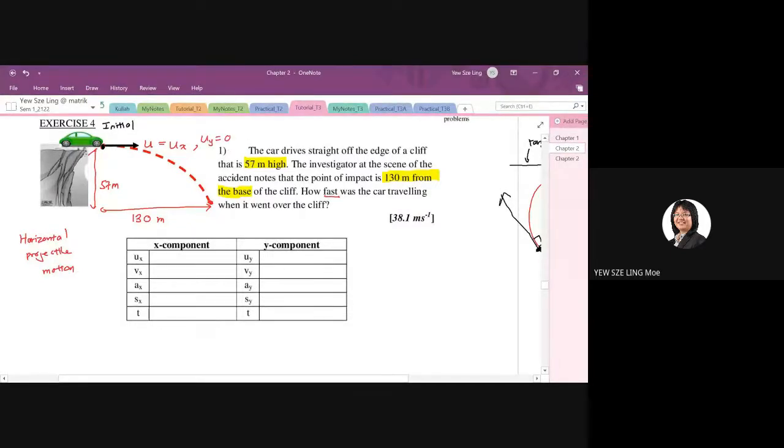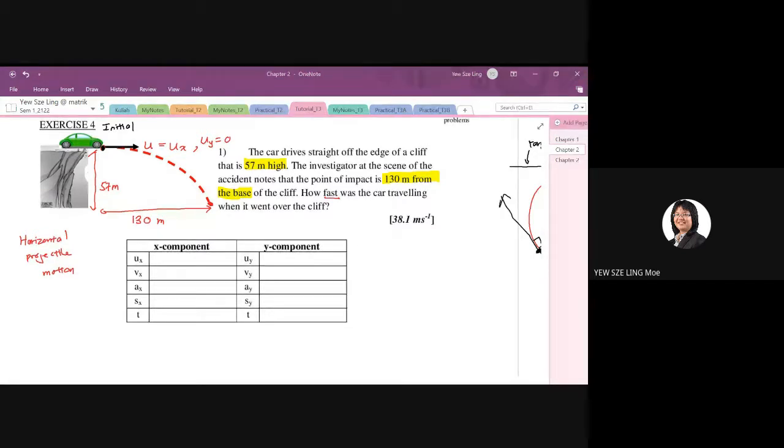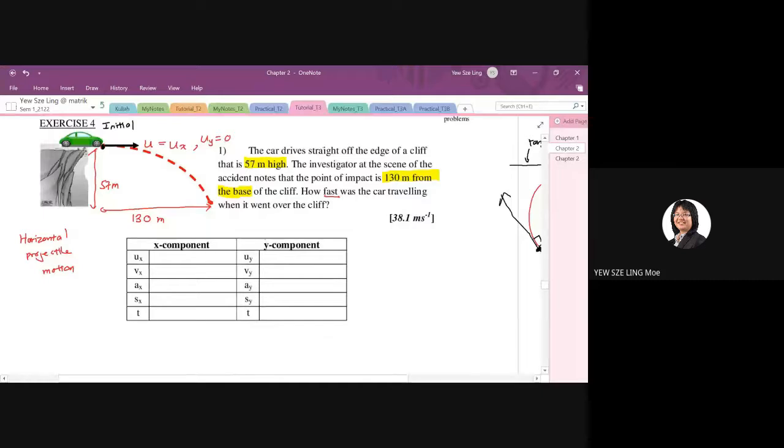Because the resultant is lying on the x component. So of course, if the resultant is already lying on the x component, there's no value along the y component, right? So let us complete the table.